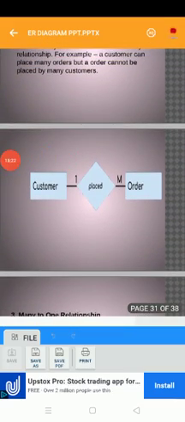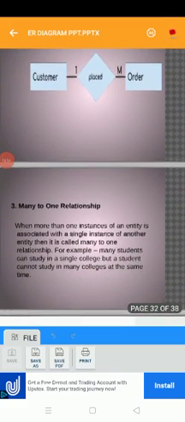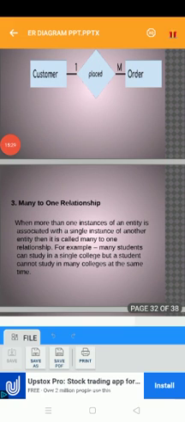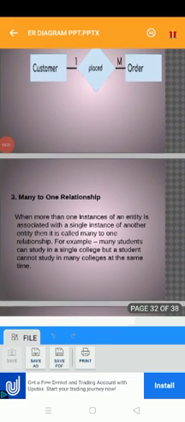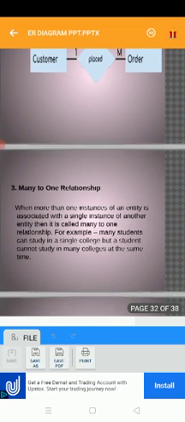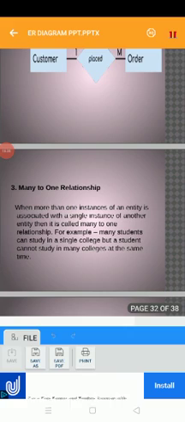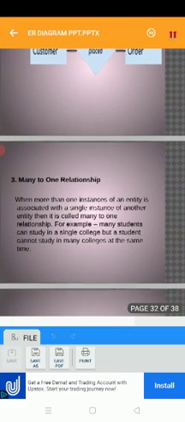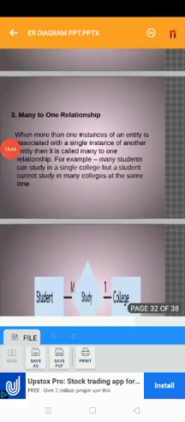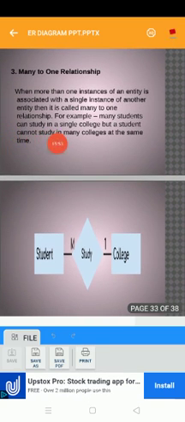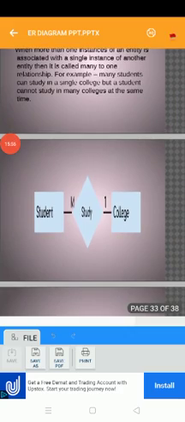Many to one relationship. When more than one instance of an entity is associated with a single instance of another entity, it is called a many to one relationship. For example, many students can study in a single college, but a student cannot study in many colleges at the same time. There are two entities, student and college, and the relationship is study. This diagram shows that.